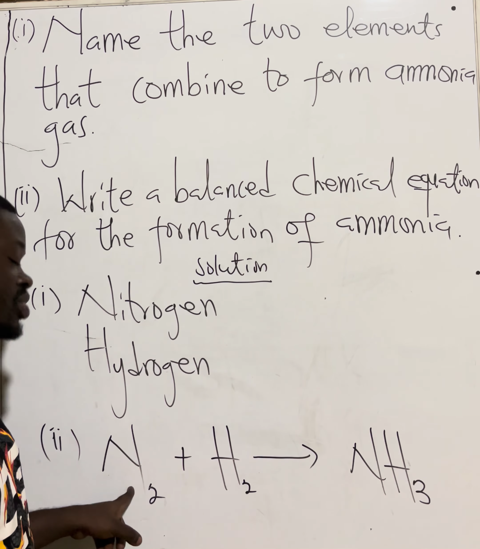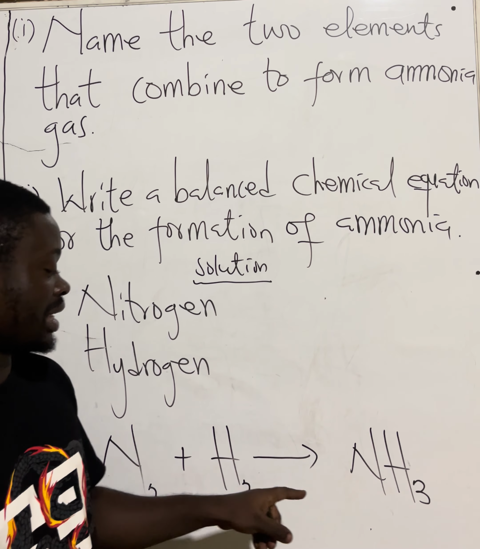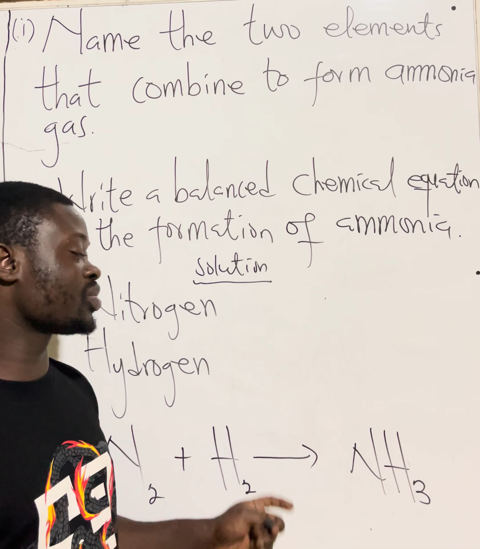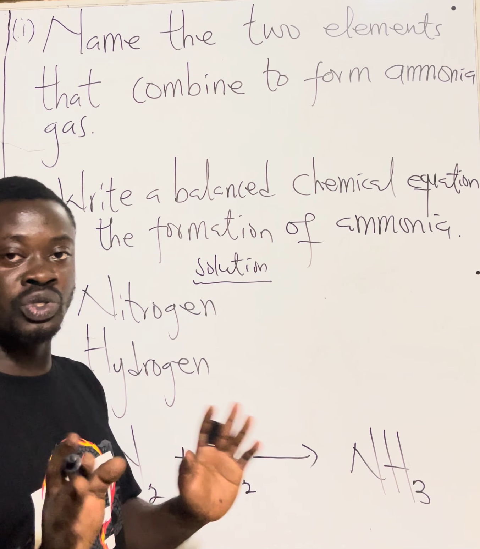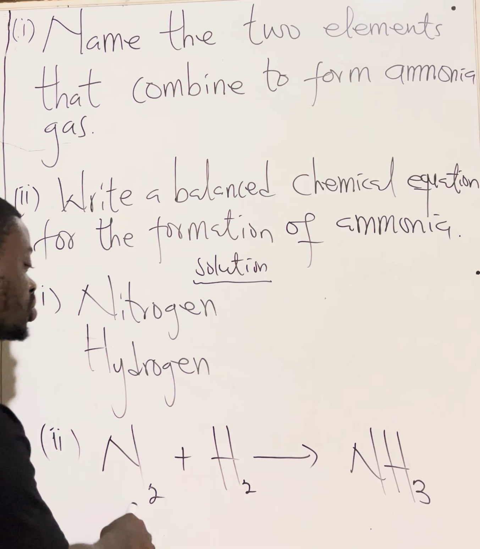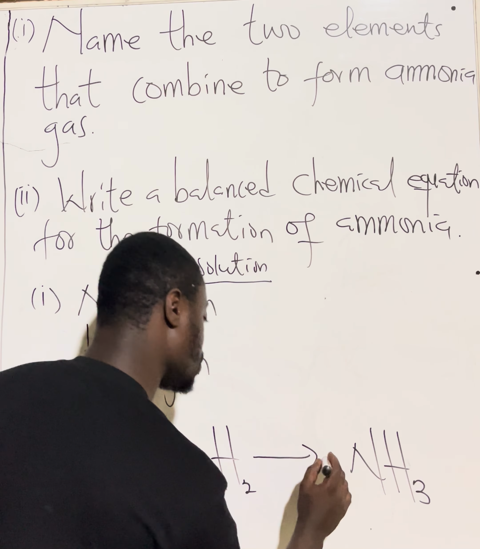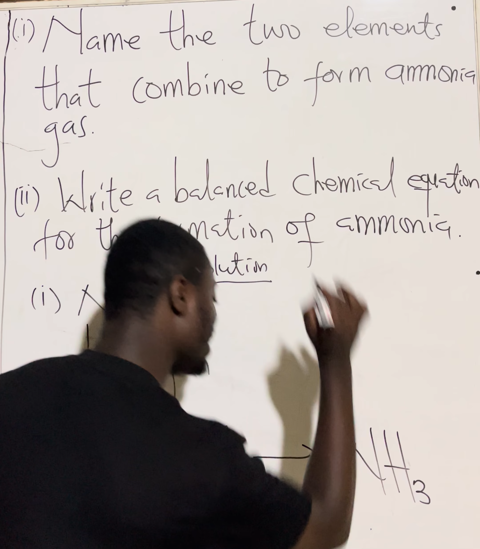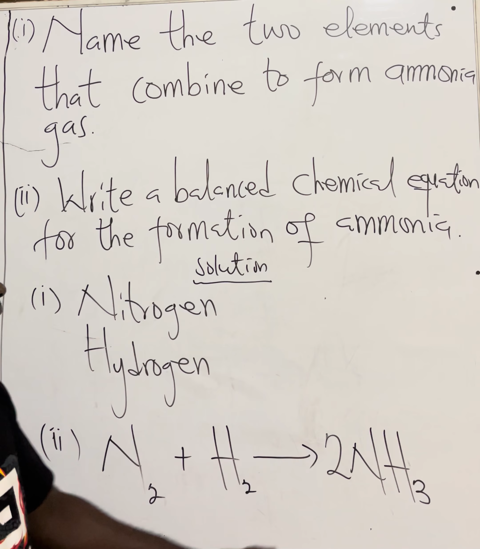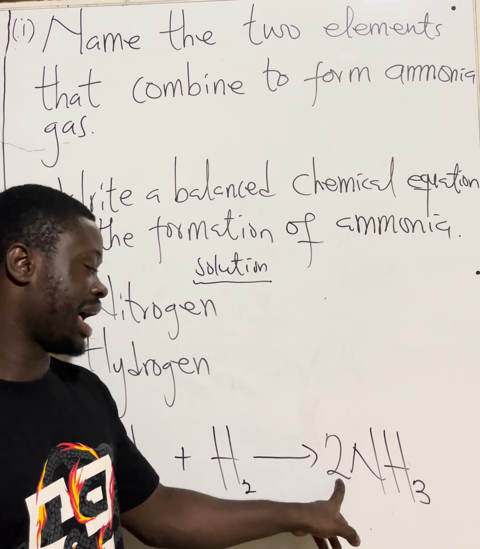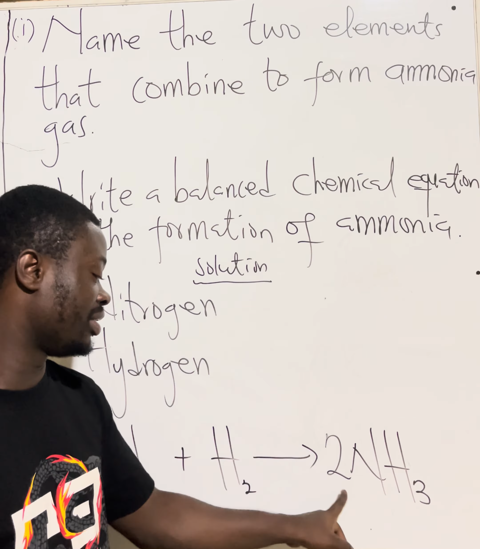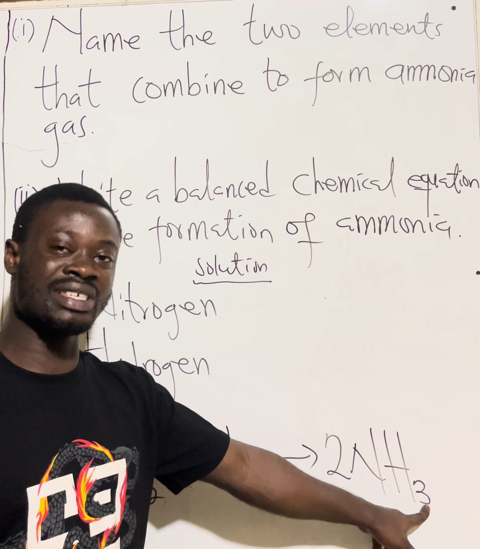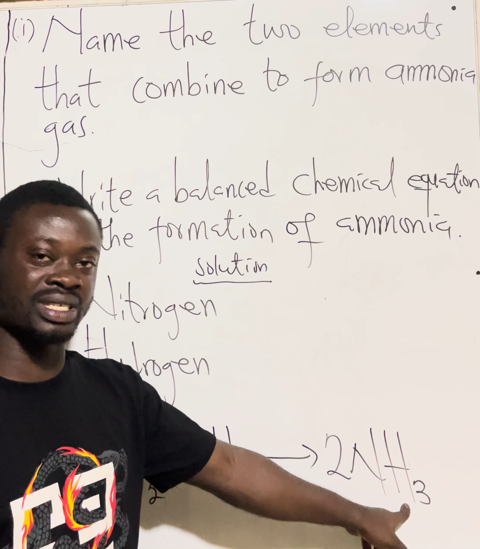Since this one is 2, we can give this one also 2. We write it using a whole number, or a coefficient. So since this one is 2, let's give this nitrogen also 2. We can place it here. Now, this 2 here has affected the hydrogen here. Therefore, the hydrogen here now has 2 times 3, which is 6. So it is having 6 atoms now.